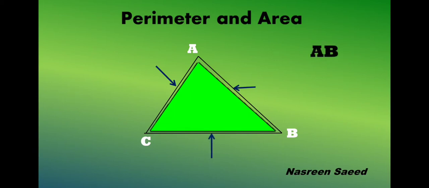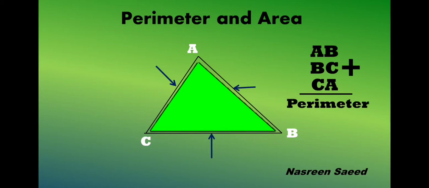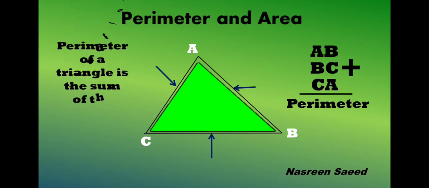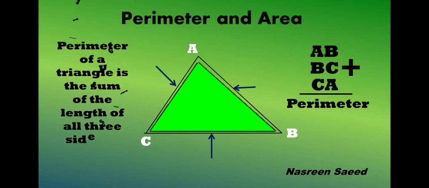And if I take the sides, side AB, side BC and side CA, if I add all these three together, what do I get? Yes, I get the perimeter. So perimeter of a triangle is the sum of the length of all the three sides of a triangle. So if you want the perimeter of a triangle, what we should have? We should have the sum or the total of all the three sides of a triangle.